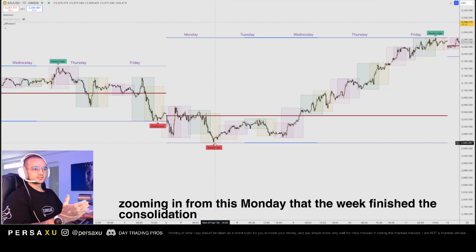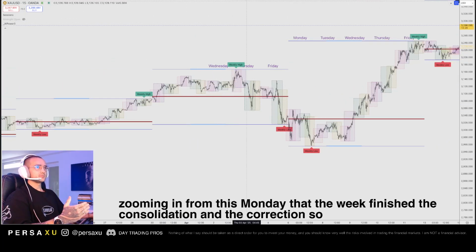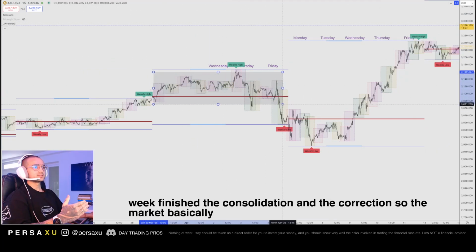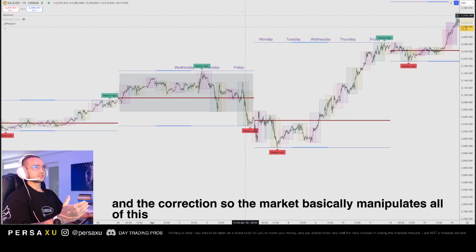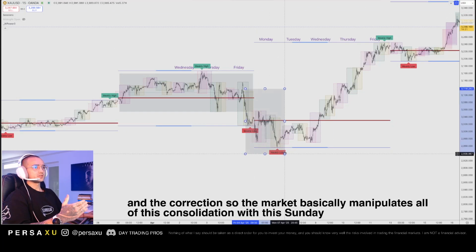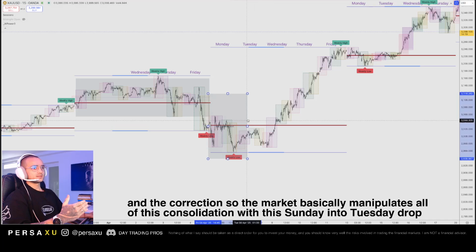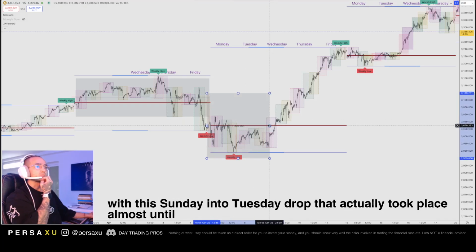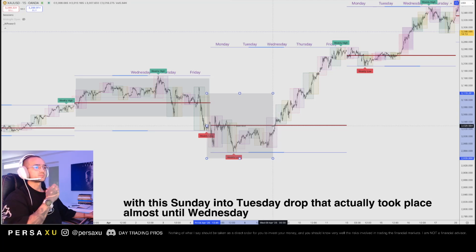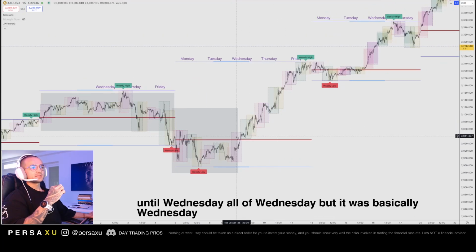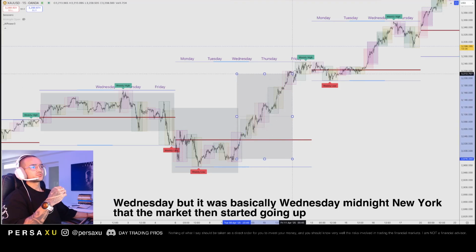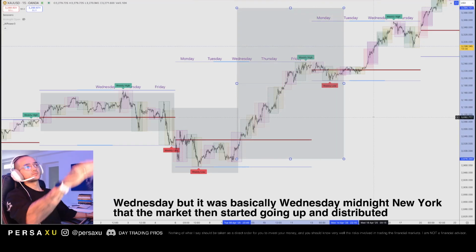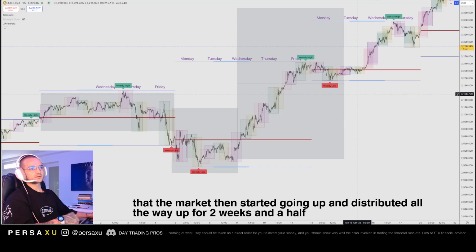and the correction. So, the market basically manipulates all of this consolidation with this Sunday into Tuesday drop that actually took place almost until Wednesday, all of Wednesday, but it was basically Wednesday midnight New York that the market then started going up and distributed all the way up for 2 weeks and a half, almost 2 weeks and a half.